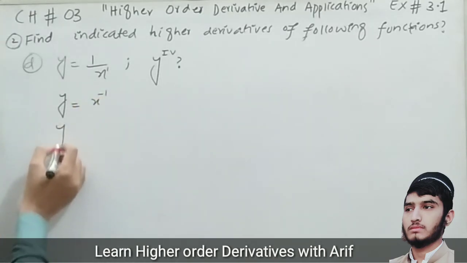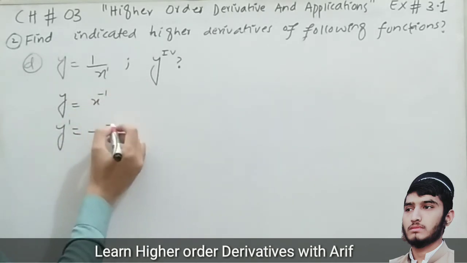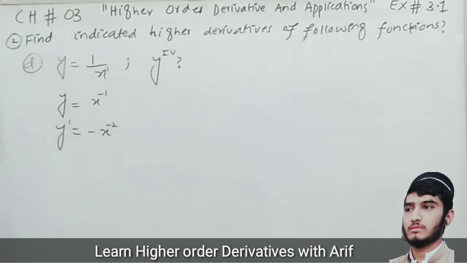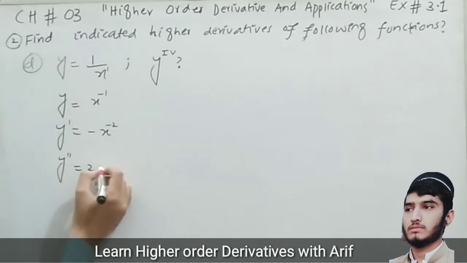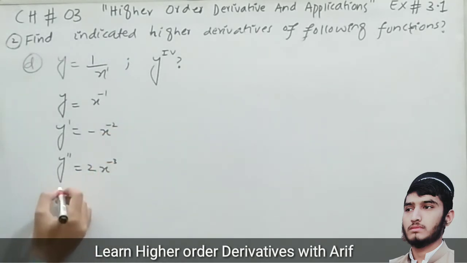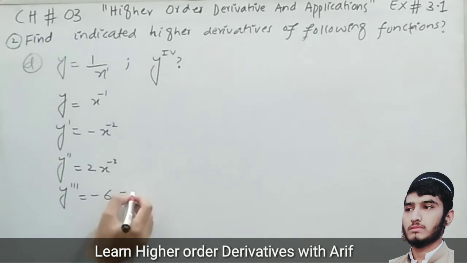Now differentiate for the first time, so y prime will be, the power will come to the front and subtract 1 in the power, so it becomes minus 2. Now differentiate for the second time, so y double dash will be minus 2 multiplied by minus 1, which gives us 2, and the power will become minus 2 minus 1, which gives us minus 3. Now for the third time, y triple prime will be 2 multiplied by minus 3, which gives us minus 6, and x raised to the power minus 4.